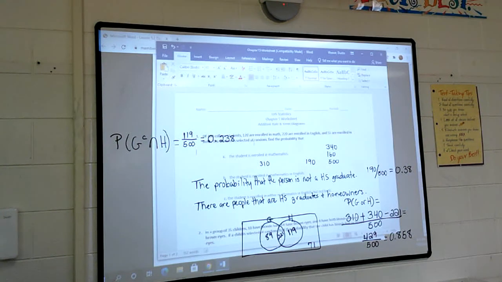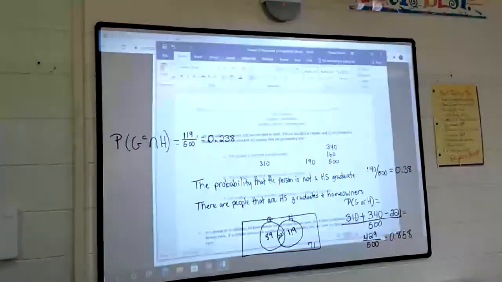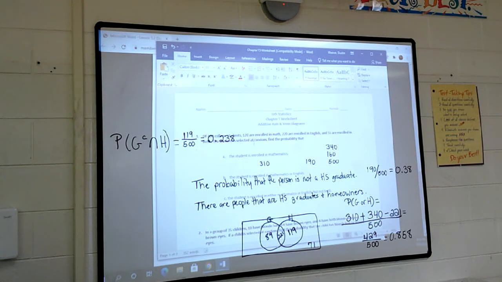Tomorrow, about half of the class will be drawing the Venn diagrams and answering questions from a Chapter 5 worksheet on the addition rule and Venn diagrams. And that comes from all the stuff we've learned today. Okay, so that'll be your Friday work coming up.